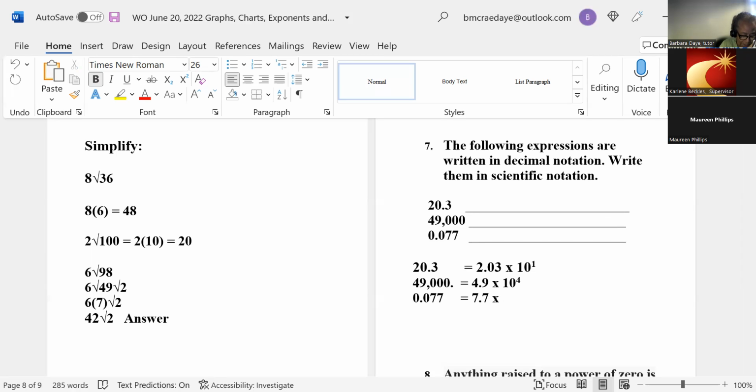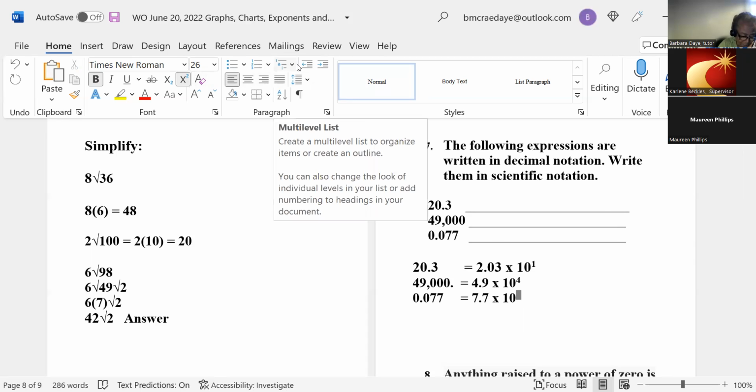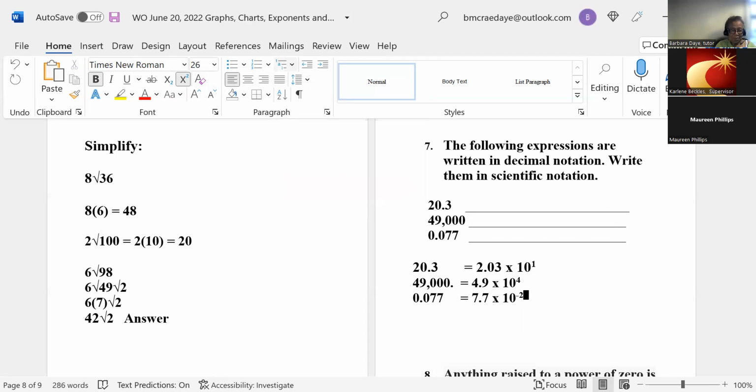Always times the base 10. And how many places did I move it? 2 places. And it's to the right, so will it be positive or negative? Negative. That's it. Very good. So that would be -2. Oh, I see. Got it, Maureen?